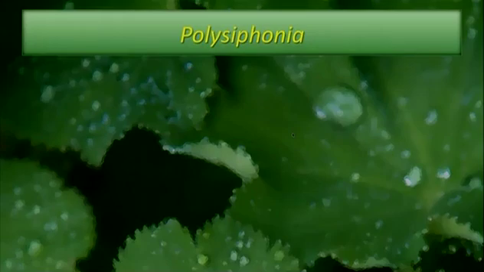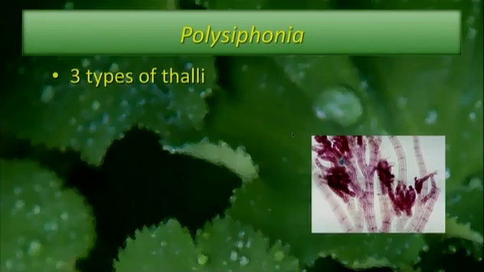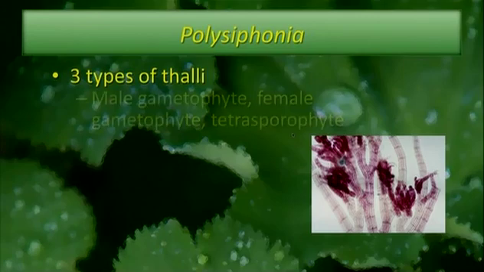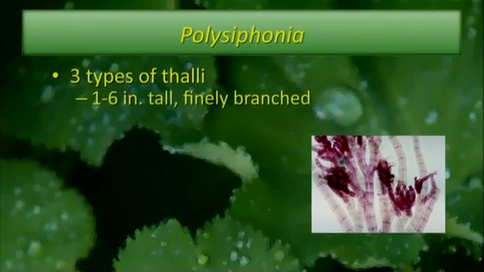Now one particular alga, this genus called Polysiphonia, has 3 types of thalli, like that generalized life cycle that we looked at. It's a beautiful photograph of Polysiphonia. Now the male gametophyte, the female gametophyte, and the tetrasporophyte all look similar to each other. The only differences between them are the reproductive structures, so sometimes they're hard to tell apart unless they're reproductive. They range from about 1 to 6 inches tall, finely branched. Remember that they're filamentous, right? They have these filaments that are intertwined.